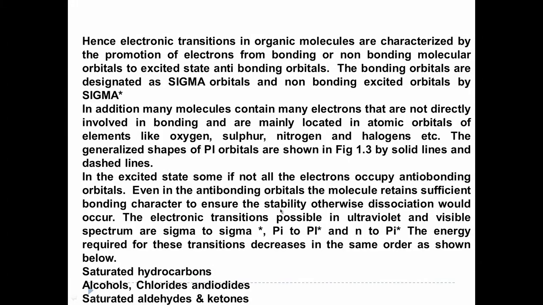This means I have used part of the energy of the electromagnetic radiation to increase the energy level to a higher state, but the molecule is still intact. The moment I take off the electromagnetic radiation, it will revert to the ground state and be stable. The electronic transitions possible in the UV and visible spectrum are designated as sigma to sigma star, pi to pi star and n to pi star. Here n means non-bonding electrons. The energy required for these transitions decreases in the same order as shown below.